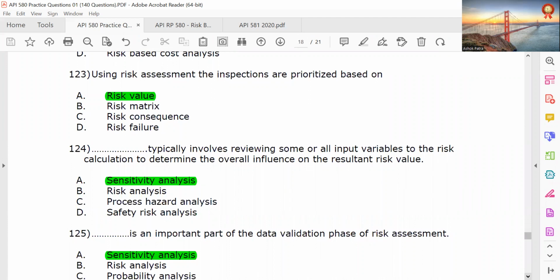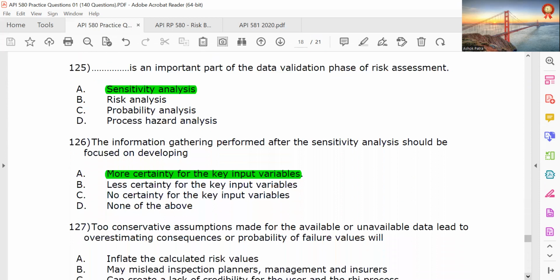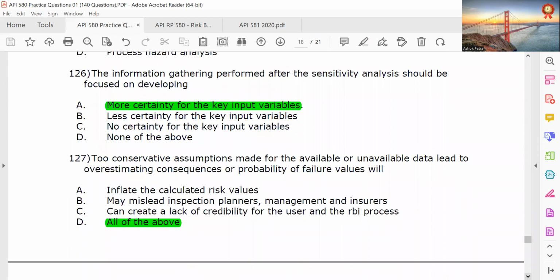Sensitivity analysis typically involves reviewing some input variables to the risk calculations to determine the overall influence on the resultant risk value. Sensitivity analysis is an important part of the data validation phase of risk assessment. The information gathering performed after the sensitivity analysis should be focused on developing more certainty for the key input variables.